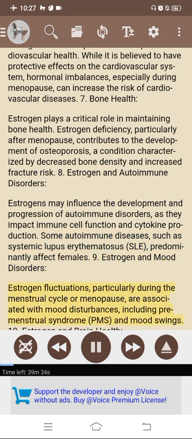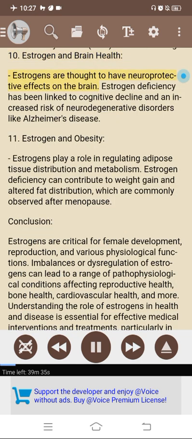9. Estrogen and mood disorders. Estrogen fluctuations, particularly during the menstrual cycle or menopause, are associated with mood disturbances, including premenstrual syndrome (PMS) and mood swings. 10. Estrogen and brain health. Estrogens are thought to have neuroprotective effects on the brain. Estrogen deficiency has been linked to cognitive decline and an increased risk of neurodegenerative disorders like Alzheimer's disease.